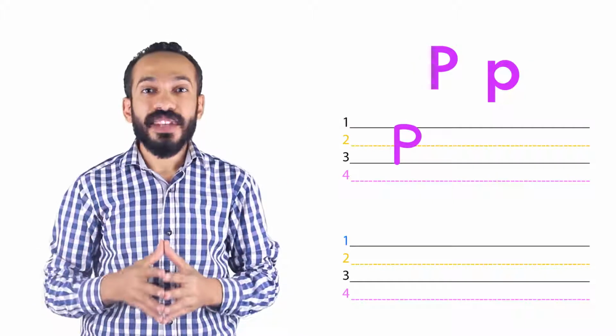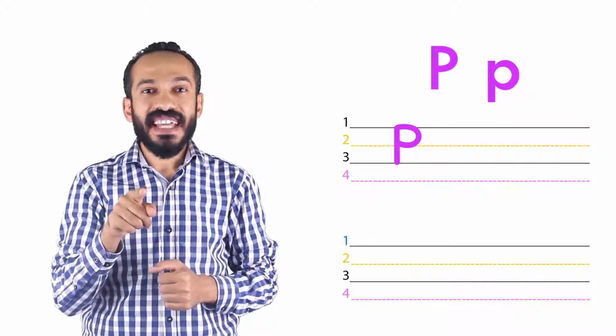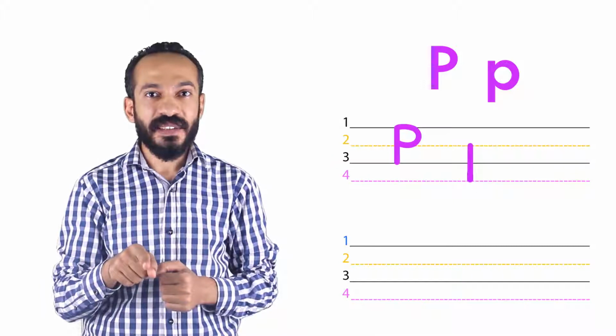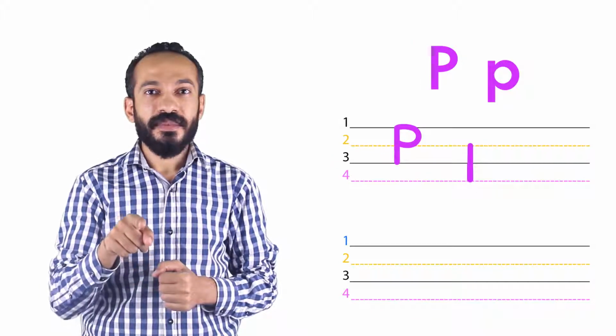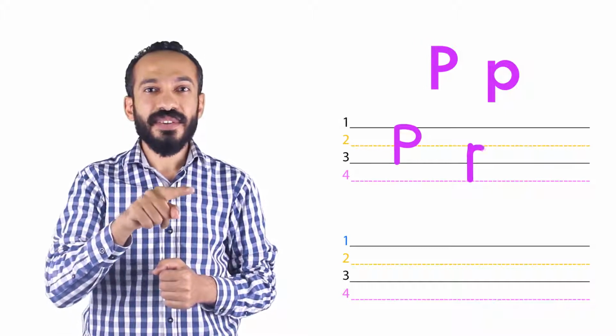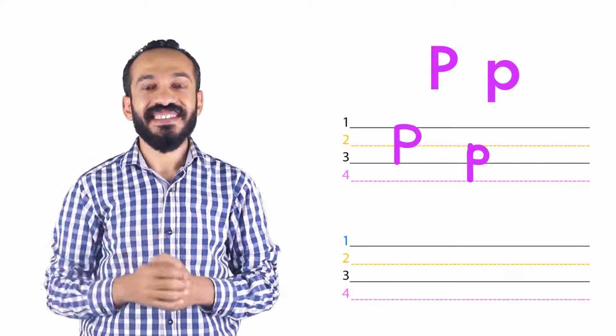How to draw a lowercase p? Start first drawing a vertical line between the second and the fourth line, this way. Don't release your pencil. Go all the way up. Right before the second line, start drawing a circle to the right between the second and the third line.